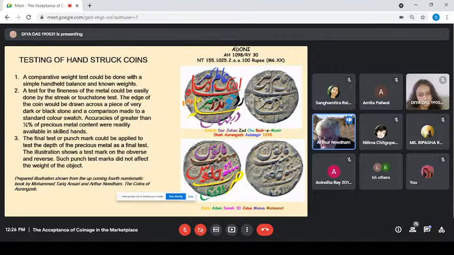Now, this is a coin, as I said, from the quite rare mint of Adani, in which there is inscribed on it what Aurangzeb had inscribed on his coins. The date is 1098 Hijri, and it's the 30th year of his reign.